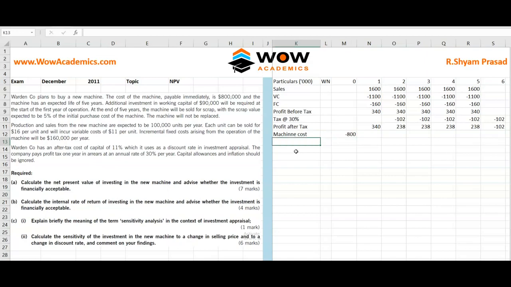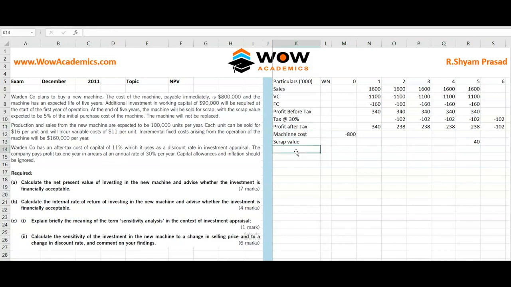And there's also a scrap. Whenever you do machine, you also take the scrap into account. So the scrap value is going to be 5% of 800. So it's going to be 800 into 5%. That is an inflow. As we sell the scrap, it's an inflow. So we'll take it here. So that comes to 40. Whenever you do the machine cost, always do the scrap with it.